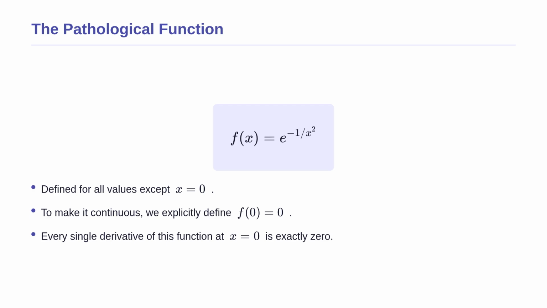Here is the mathematical formula for our cautionary example. Consider this highly unusual function, defined as e to the power of -1 over x squared for all values except 0. To make it continuous everywhere, we explicitly define the function's value at 0 to be 0. This function is incredibly flat right at the origin. In fact, it is so flat that if you calculate its first derivative at 0, you get 0. Astonishingly, if you keep going, every single derivative of this function at x equals 0 is exactly 0. Let us see what happens next.